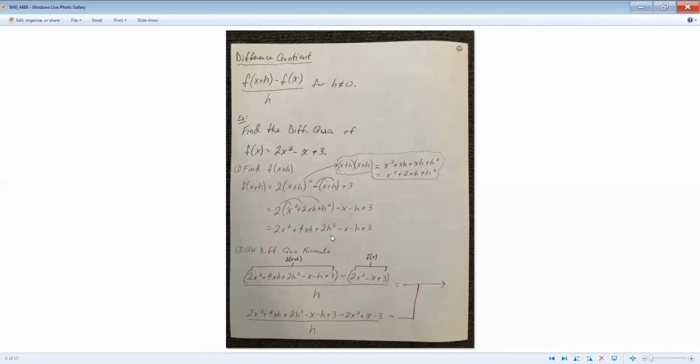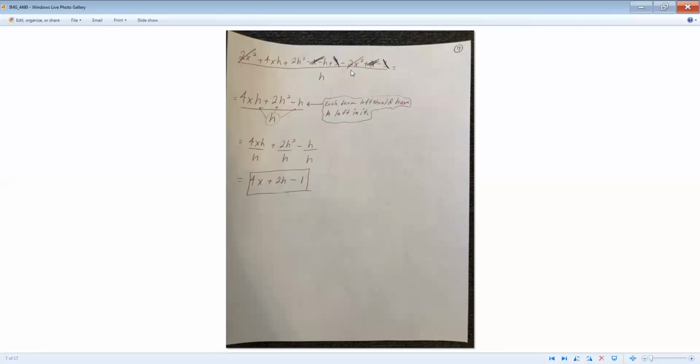So plug it all into your difference quotient formula now. 2x squared plus 4xh plus 2h squared minus x minus h plus 3 minus the quantity of 2x squared minus x plus 3, over h. Distribute that negative, so all of those signs will change, and then you will be able to cancel out some terms. So 2x squared minus 2x squared will cancel, negative x and plus x will cancel, and then 3 and negative 3 will cancel, leaving you with 4xh plus 2h squared minus h. Each term that's left should have h left in it. So notice each one of my terms has h.